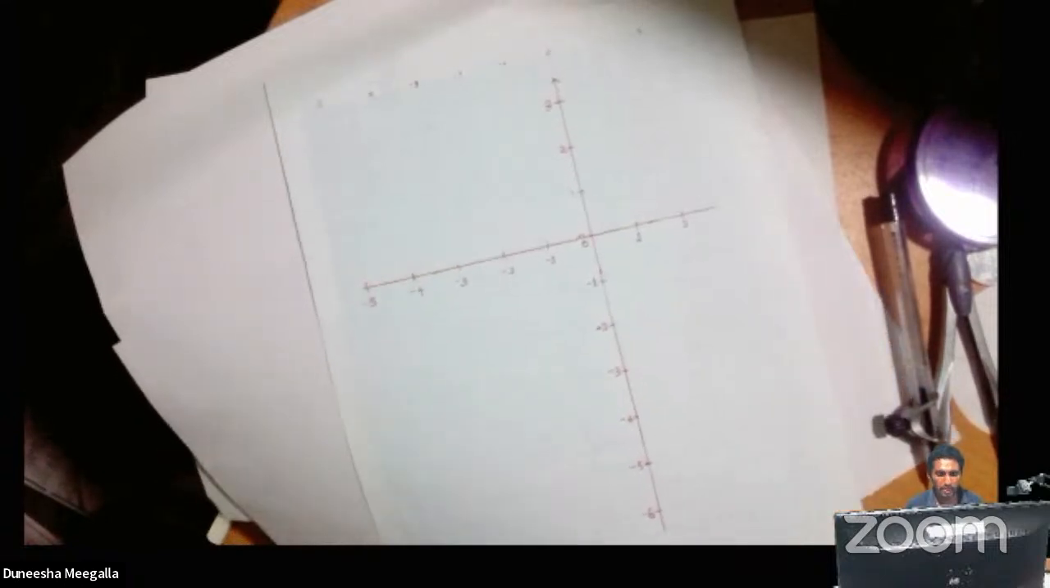Did you draw your graph axis like this? Yes, sir. Okay. Did you plot the points? Yes, sir. Okay.